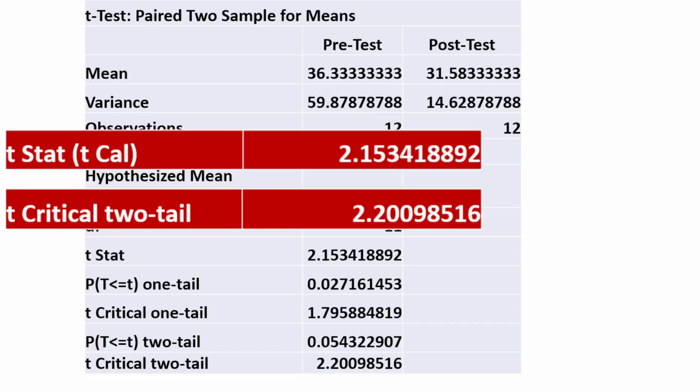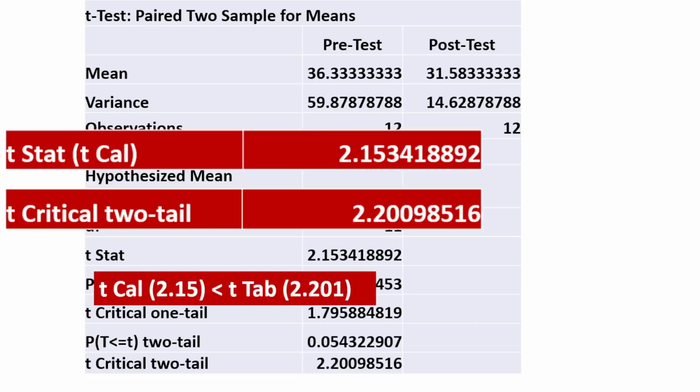T-stat, means t calculated, is 2.15, that is less than the t table value 2.201. In such cases the hypothesis is not rejected, and it is decided that there is no significant difference between pre-test and post-test scores, means of pre-test and post-test scores. In this case we have checked the hypothesis with the help of the t value.